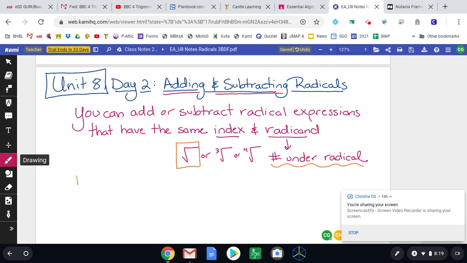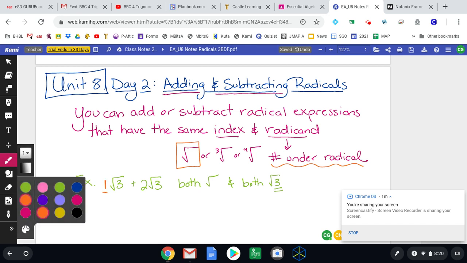So, for example, if I want to add radical 3 and then 2 more radical 3's, right? They are both just plain old square roots, and they both have a radical 3. So that means that what I'm going to do is take the number out in front, right? Remember, we got a number here, we got a number here. We're going to add the coefficients. So 1 and 2 together are going to make 3. And we're going to leave that radicand all alone, radical 3.